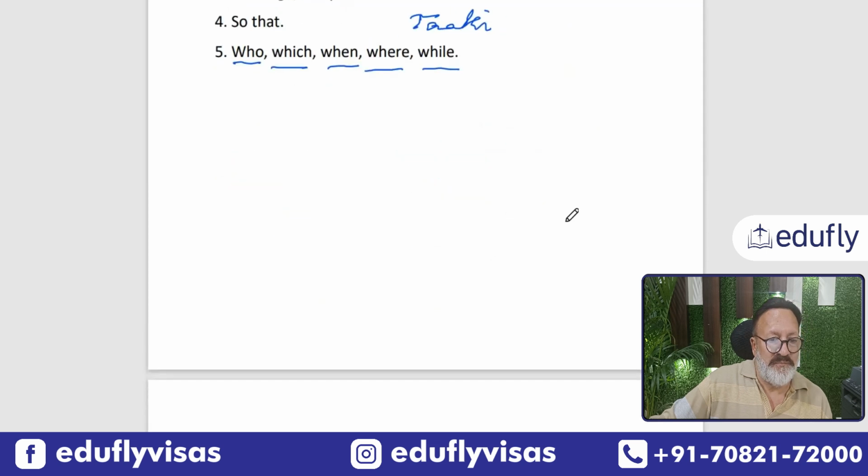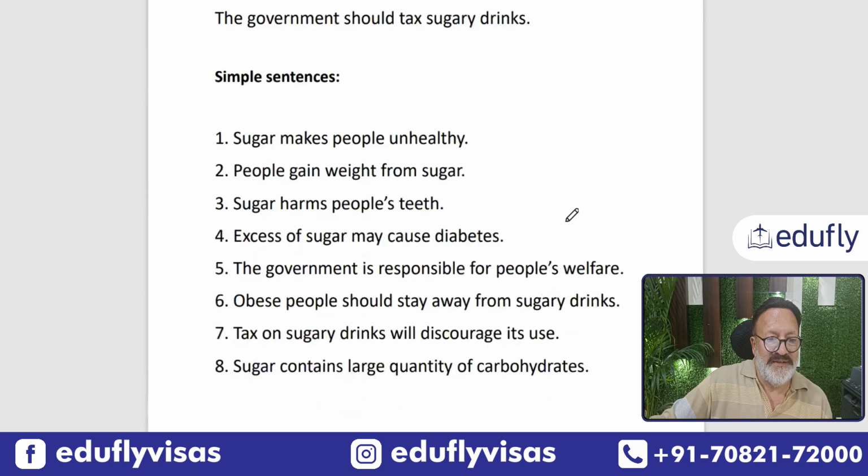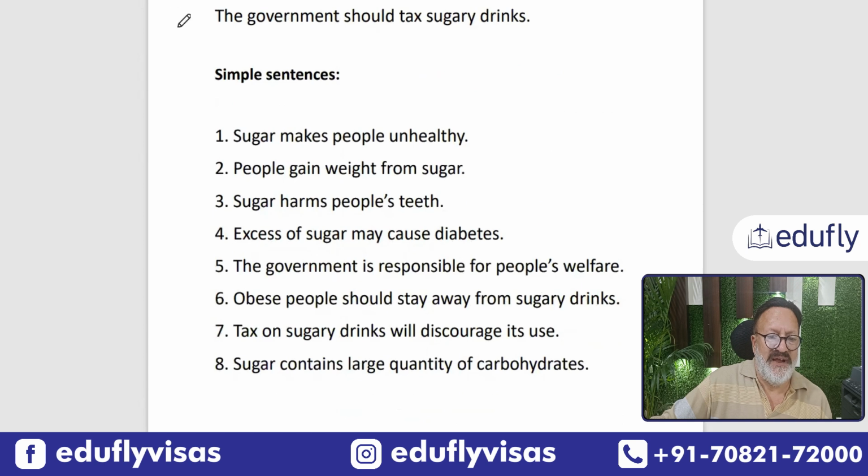Now let's come to the topic today. The topic is the government should tax sugary drinks. I'm not taking a very big one like discuss or agree disagree. I'm just taking a statement. The government should tax sugary drinks. Out of this, we are going to use a vocabulary, we are going to use complex and compound sentences.